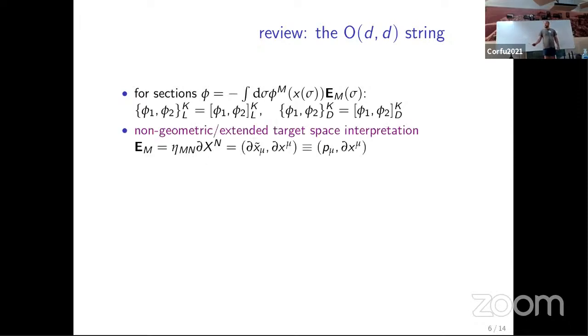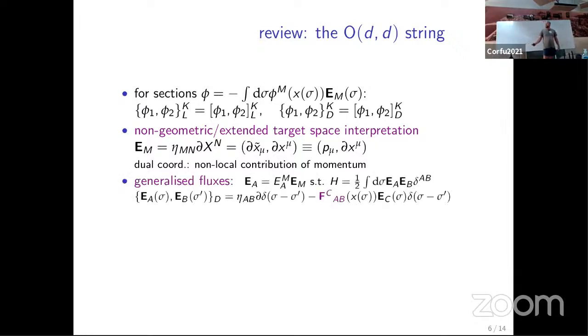Then we can also get an extended target space interpretation of that. We can write these currents in a totally ODD-equivalent way like that, so we use these extended coordinates. And by that, we see that these extended coordinates for a string are basically nothing else than a non-local contribution to the momentum.